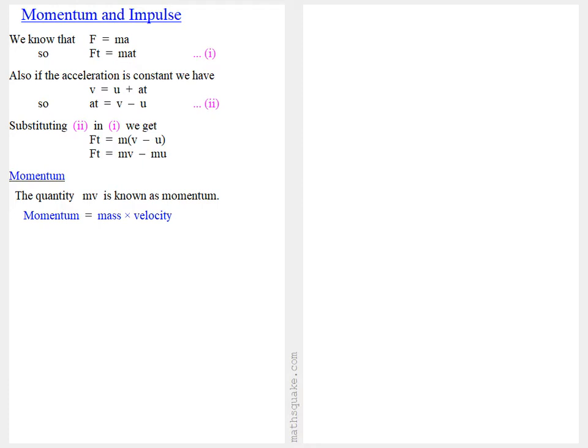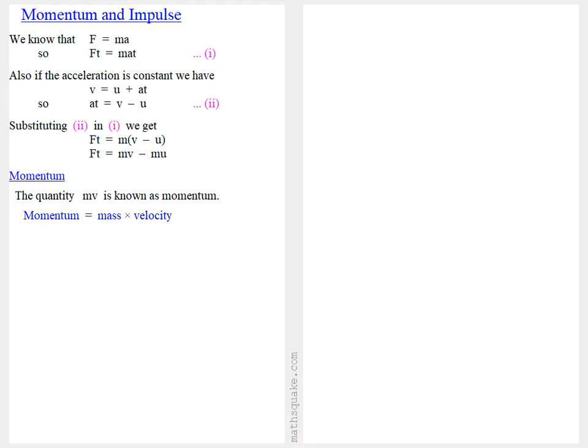Now to get a feel for what momentum is, if you think of an object that's moving, its momentum is a measure of how difficult it is to stop. So for example, if you've got a light object that's travelling very fast, like let's say a bullet, it's very difficult to stop a bullet. It'll penetrate a long way.